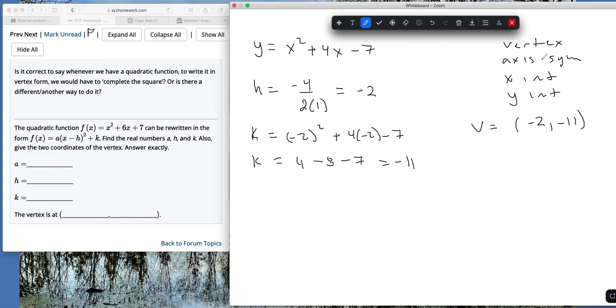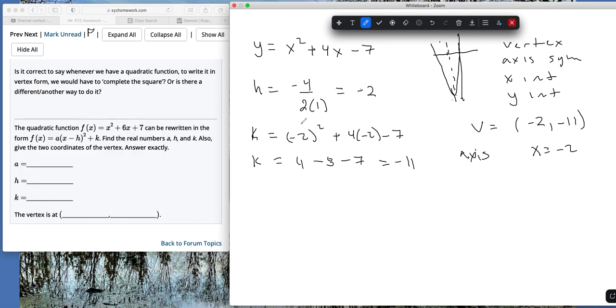Then that makes the axis of symmetry really easy, because it's always just the x-coordinate of the vertex. So the axis would be x equals negative 2. If we were graphing this, the vertex would be down here at negative 2, negative 11, probably looks something like that. And the axis of symmetry is right there through the x-coordinate of the vertex.